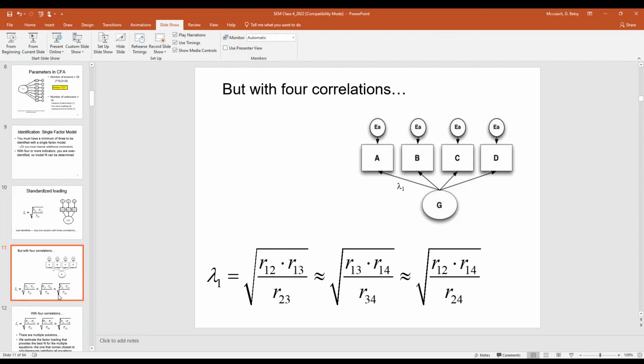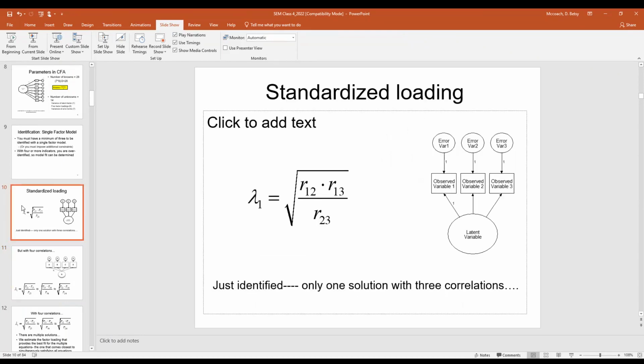Under-identified means there aren't any ways to get the solution. That's bad. Just identified means I can perfectly reproduce my variance covariance matrix or my correlation matrix with the coefficients that I have in my model, because there's only one way to get that solution, which is what I was showing here, right? There's only one way to get lambda 1 here. So I get lambda 1, I get lambda 2, I get lambda 3. I take those lambdas, I plug them back in, I'm going to get the correlations I started with. It's just like a little algebra problem, right?